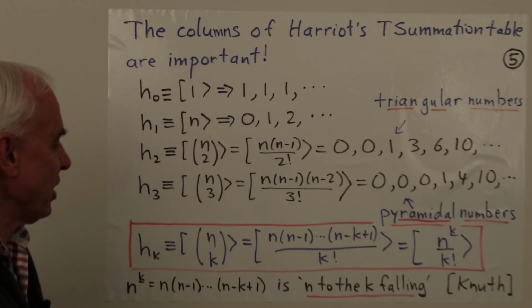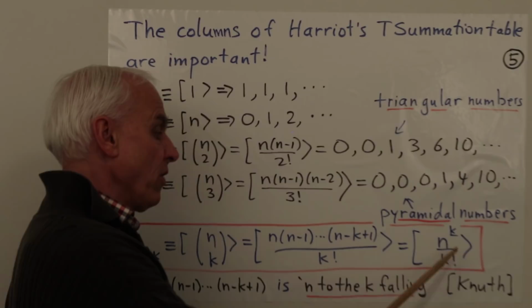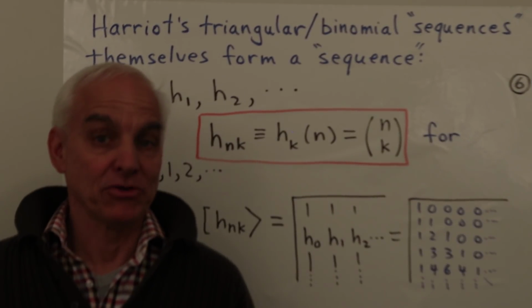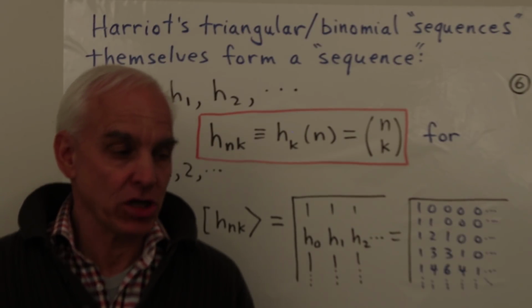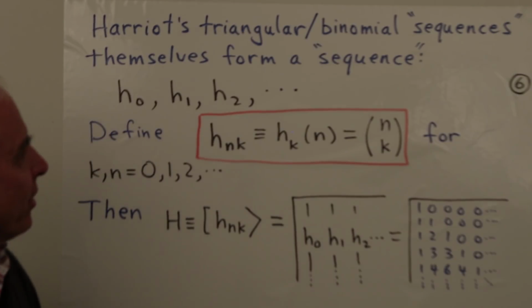That's a convenient notation. And then h sub k is the sequence given by n to the k falling over k factorial. So I'm introducing you to a fair amount of new notation. That's going to be important, so let's go slowly here.